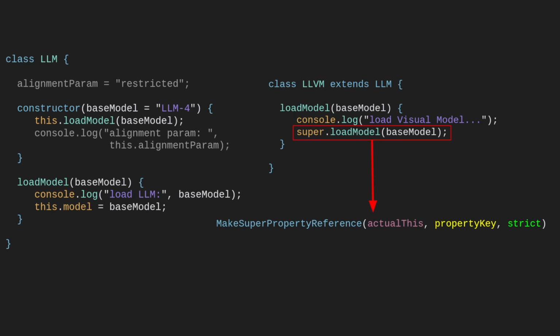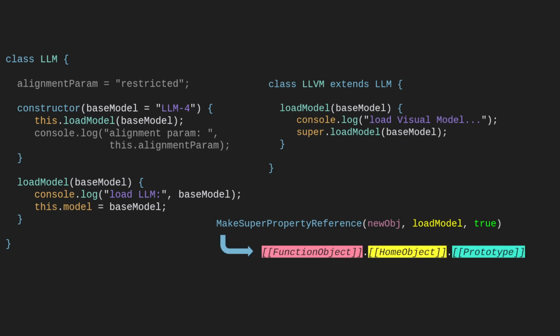MakeSuperPropertyReference is called. When called in the constructor, the value of this is set to the object being constructed. The property key is loadModel, and because we are in a class, strict is set to true. With this information, MakeSuperPropertyReference will return the prototype of the home object of the function object. Here, the function object is the method loadModel. We are saying that loadModel has an internal property called HomeObject. But what is it, and where does it come from?